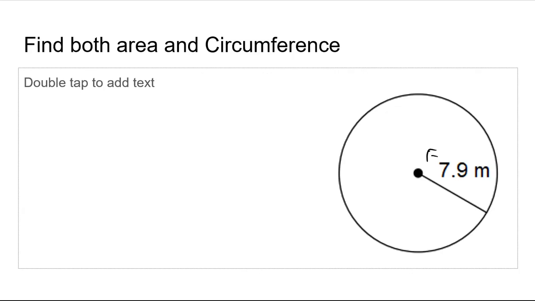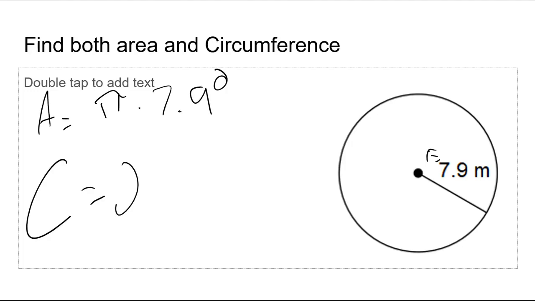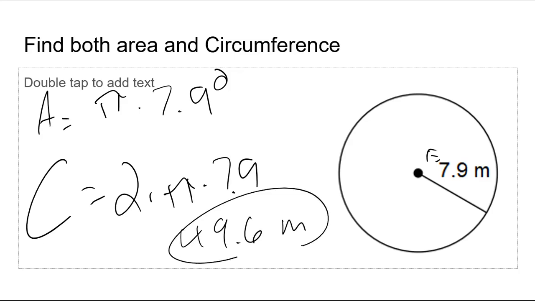Alright, this one we're already given the radius, so area is simply pi times 7.9 squared. Circumference is 2 times pi times 7.9. So let's plug into our calculator. First one, I got 49.6 meters. Pi times 7.9 squared is going to be 196.1 meters squared. And there we go.